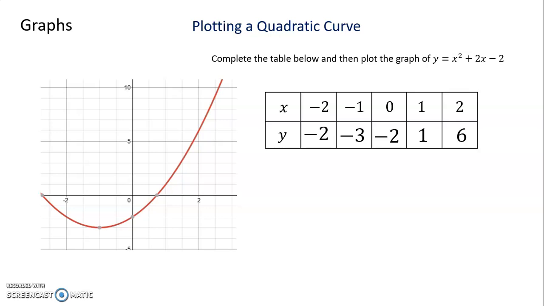So I've done my screenshot again. And here we've got a turning point or a vertex, a pair of roots, and then this point right here where it crosses the y-axis is the y-intercept. So vertex or turning point, roots, and y-intercept.